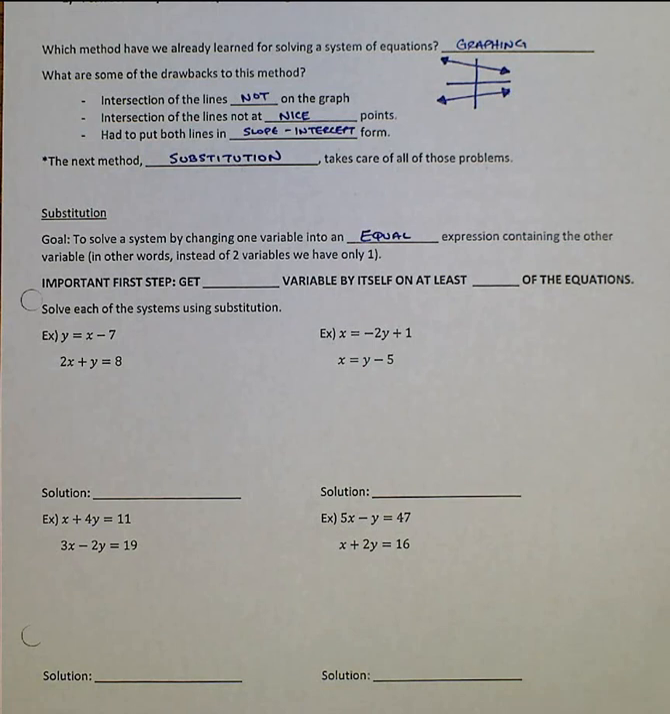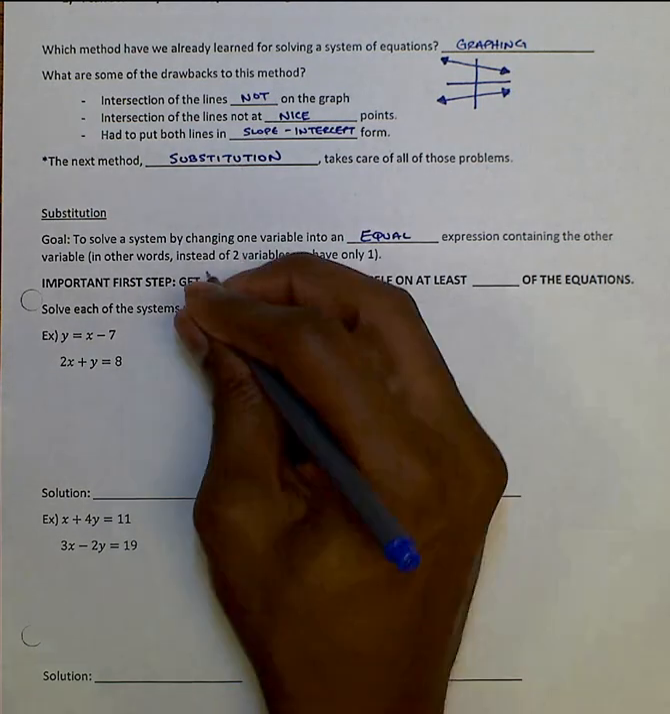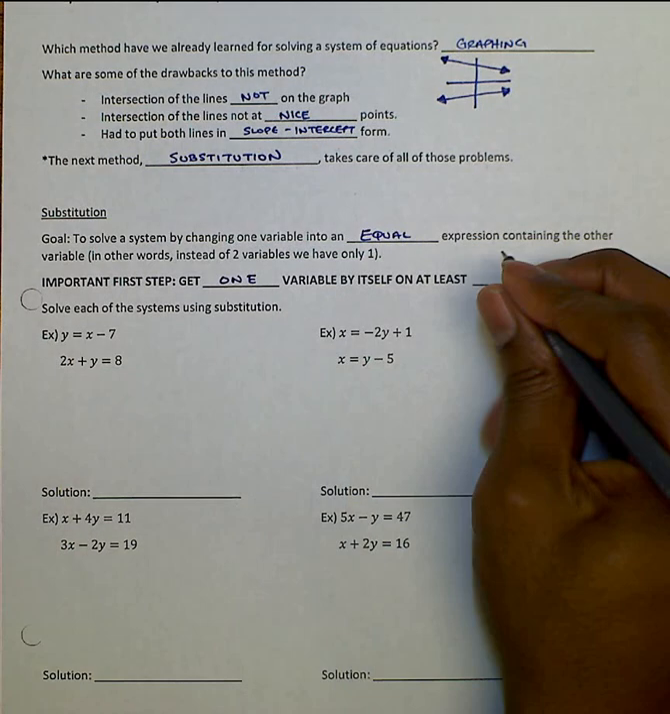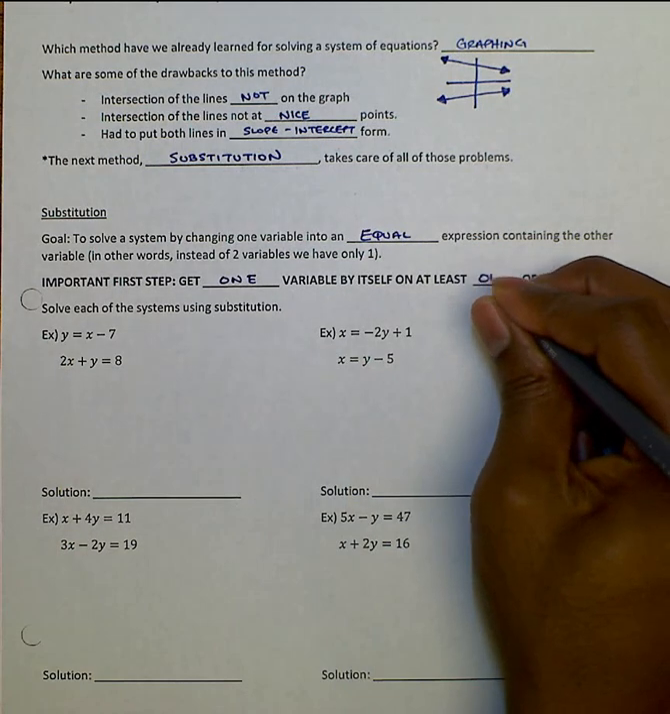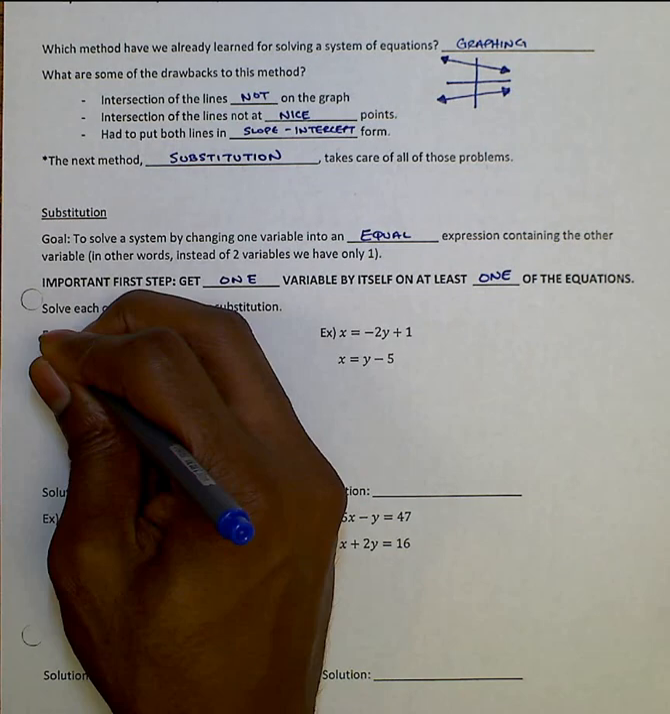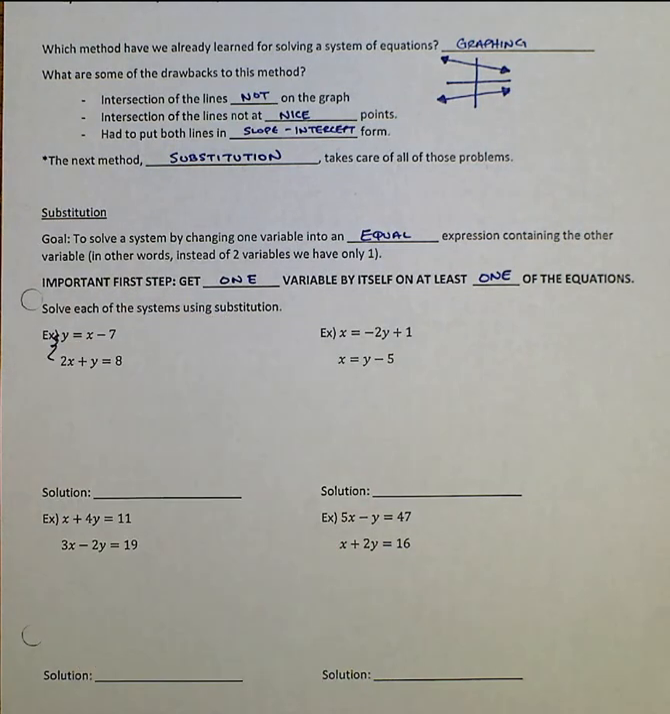So here's the big thing. It's important to get one variable by itself on at least one of the equations. We'll ramp it up, start from easy and increase our difficulty from there. So in this first problem we have y equals x minus 7 and 2x plus y equals 8. Again, remember this is a system, these two go together. We're trying to find out the value for x and y that makes both of these equations true.